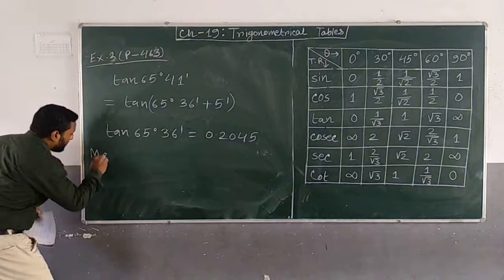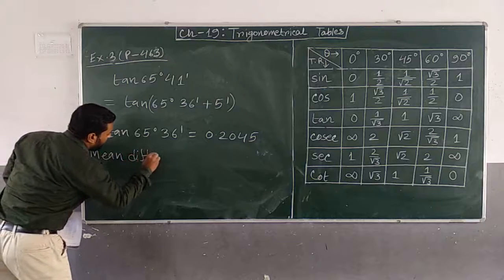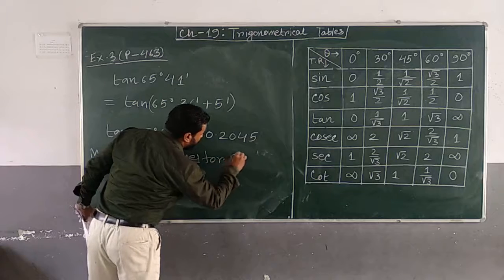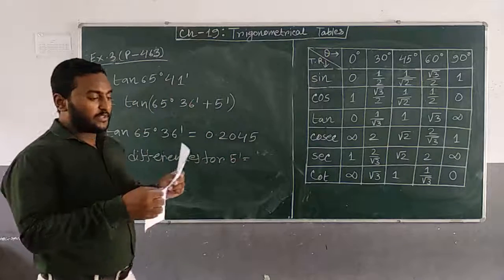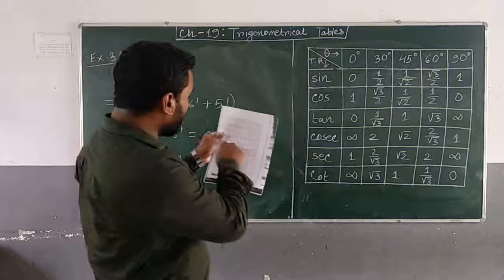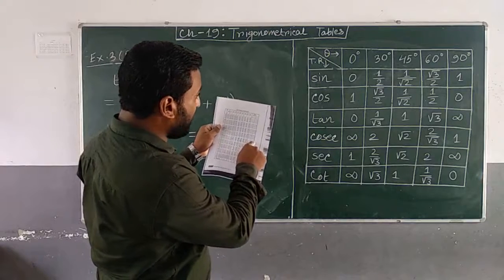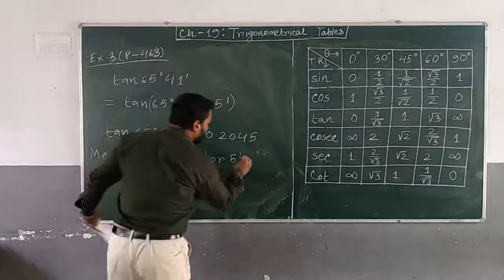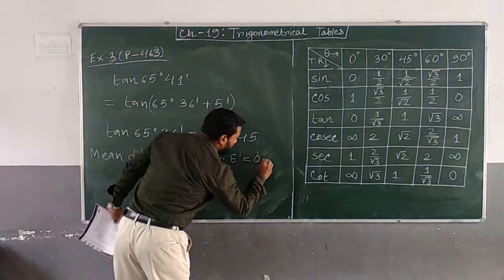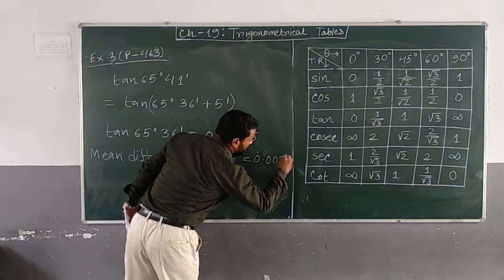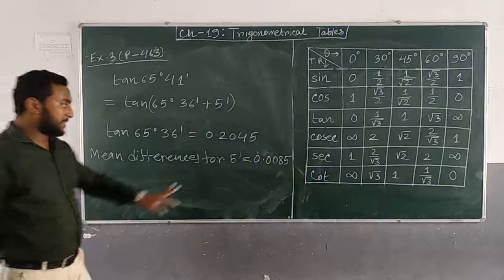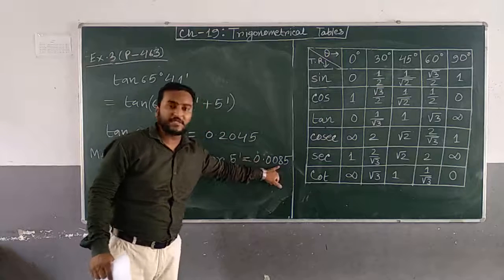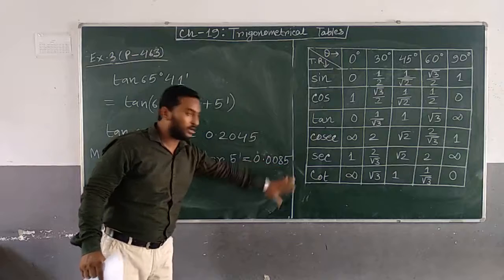So mean differences for 5 minutes, now see the mean differences column. So for 65 degree, 5 minutes is given as 85. So 85 will be written as 0.0085. You have to take up to 4 decimal places, so 85 is given and it will be written as 0.0085.